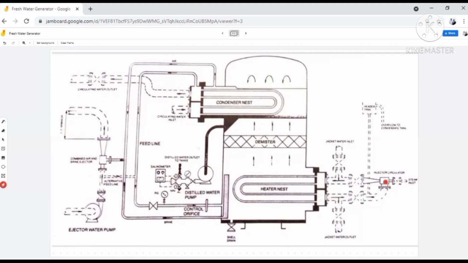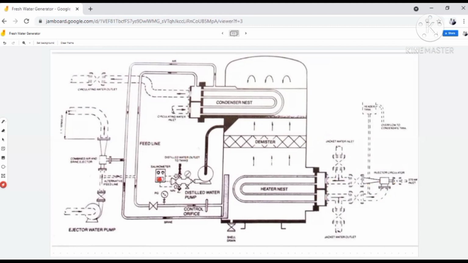Another thing you can also see, there is an injector circulation. That means not all the jacket cooling water is utilized in the freshwater generator. Only a part of the jacket cooling water is being utilized, and the remaining part is bypassed. So this is the basic working principle of a freshwater generator.